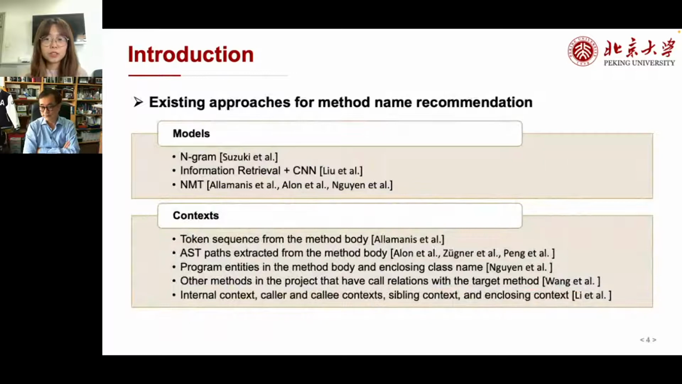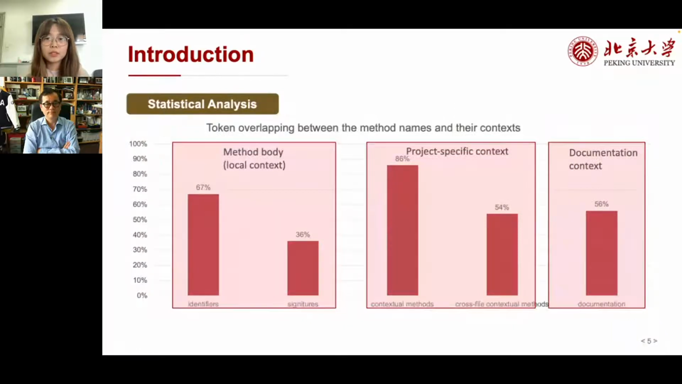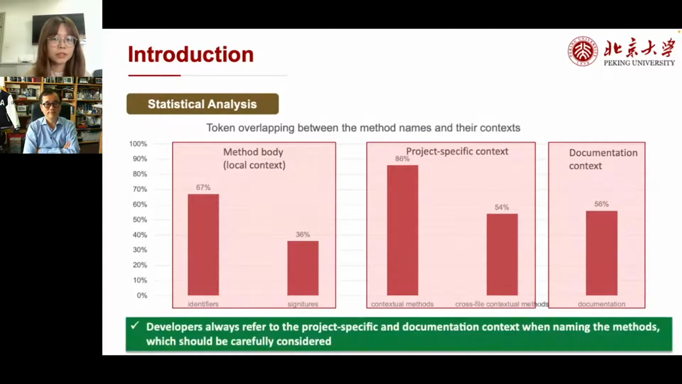In recent years, researchers have proposed automated approaches for suggesting consistent and succinct method names, where different model architectures and the method contexts are considered. However, the nested scopes of the project and the documentation of the method are ignored. We first conduct a statistical analysis to explore the relationship between the method names and their contexts by computing the percentage of token sharing. We can get the conclusion that developers always refer to the project-specific and documentation context when naming the methods, and this context should be carefully considered.